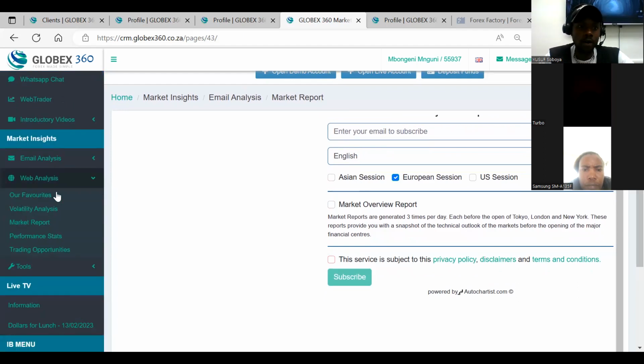Now, you can see there's our favorites, trades that we think are hot, the volatility analysis that we were talking about, market report, and performance stats, which give you the stats on different types of instruments and how they are actually performing. Trading opportunities, the opportunities that you can see on a day. Now, you cannot qualify for all of these if you haven't put in any money from $100 and above. So if you put in $100 and above, you have all of this. But if you put in something small, you might have maybe only 2 options. The other options won't be able to operate.